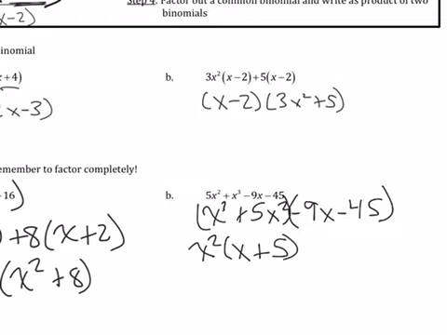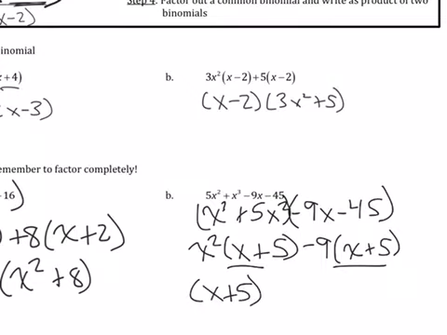Negative 9x minus 45, what can I take out of there? Well, I can take out a negative 9. That's as high as I can go since the first term only goes that high. If I take out a negative 9, I'm left with an x plus 5, which is what I'm looking for. So, what do we notice here? Well, we've got our common binomial, so we know we're going to be able to factor out this binomial of x plus 5. What we'd be left with is x squared minus 9.